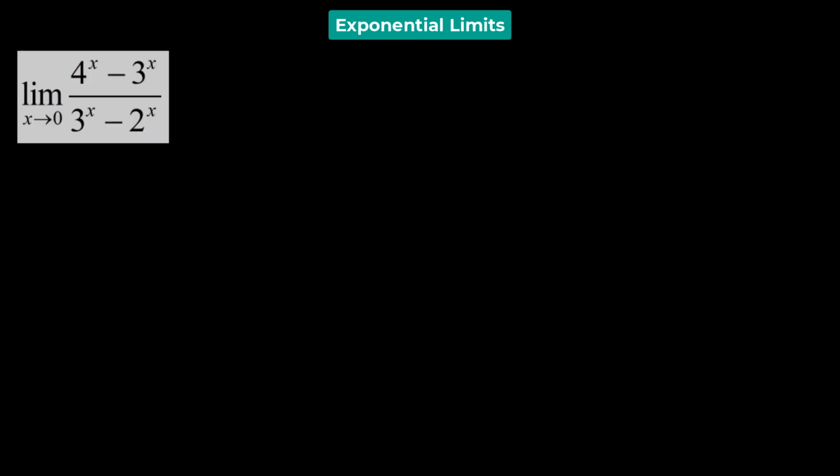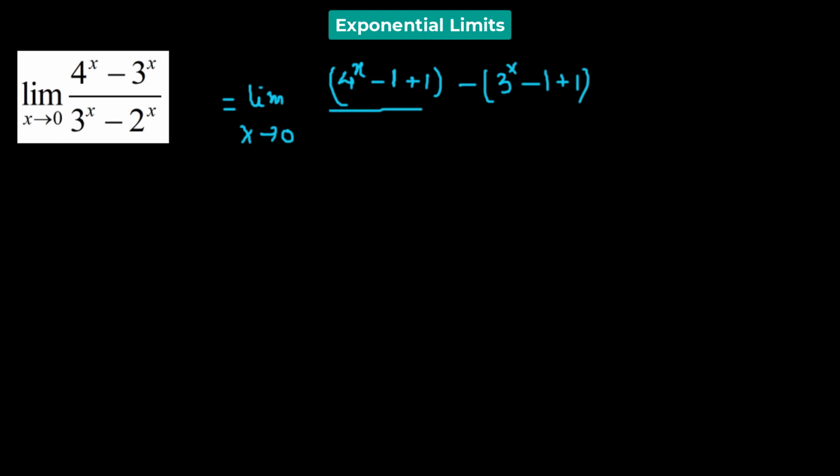Let's do another problem. So we have the exponential function 4 raised to the power of x minus 3 raised to the power of x, divided by 3 raised to the power of x minus 2 raised to the power of x. So let us begin by first subtracting 1 from 4 raised to the power of x and adding 1 to it. So this will be the first term, minus 3 raised to the power of x. So we're going to subtract and add 1 to it. Similarly for the denominator, we have 3 raised to the power of x minus 1 plus 1 minus 2 raised to the power of x minus 1 plus 1.